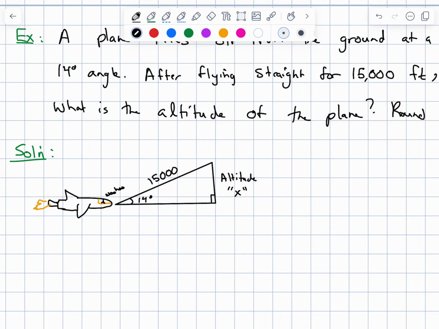So I'll rewrite it again. But as you go through this, you start to not need to write this as you get better and better at it. So we have the hypotenuse. That's one of the given side lengths. So we know tangent's already out. We don't need tangent, because we have the hypotenuse and we need to find the side opposite of the 14-degree angle, which means we're going to be using sine. The sine is opposite over hypotenuse. So sine of the 14-degree angle is equal to opposite, which is X, over hypotenuse, which is 15,000.